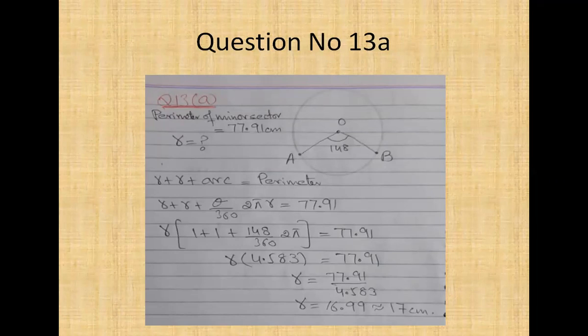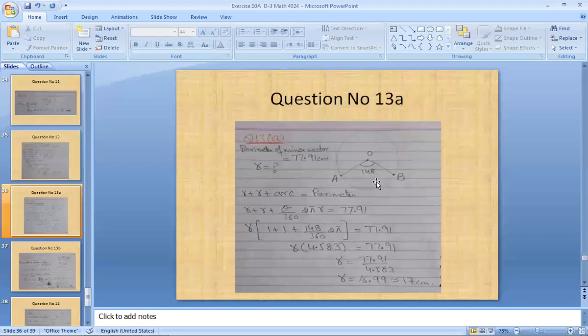So the r will be 77.91 divided by 4.583. When you divide 77.91 by 4.583, you will get the radius approximately 16.99, and approximately it is 17 centimeter. So this is how you do question number 13, its A part.